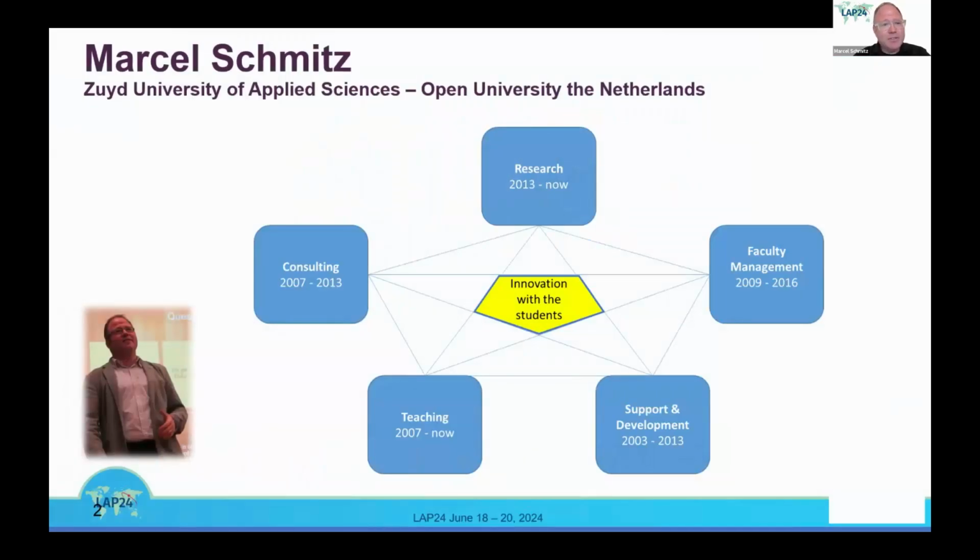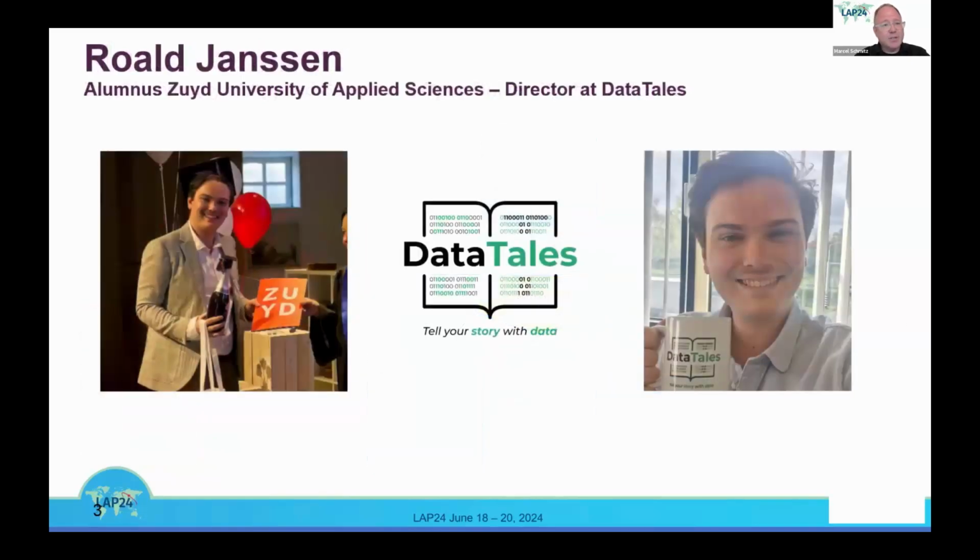Well, this is me. I'm Marcel Schmitz. I'm currently at Zuyd University of Applied Sciences, and a PhD candidate at the Open University of the Netherlands, doing a lot with students throughout the years, and having the opportunity to work with IT students, software developers. So a lot of my projects, besides the research, are about innovation and about trying to work on these things with actually a lot of you in the field. And my partner today is Roald Janssen.